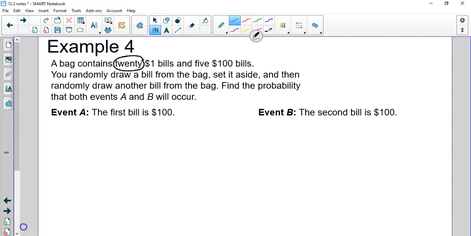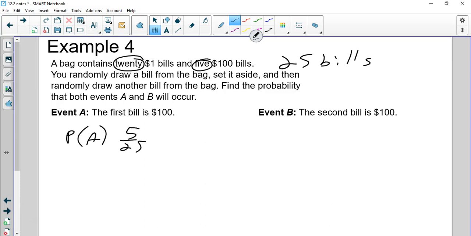So first off, how many bills are there? There are 25 bills in the bag. Now, the probability of event A, getting a $100 bill, is 5 out of 25. Now, the probability of B, getting a second $100 bill. Well, if you put it aside, how many bills are left in the bag? There are only 4 hundreds. Also, there's not 25 in there anymore. There's 24.